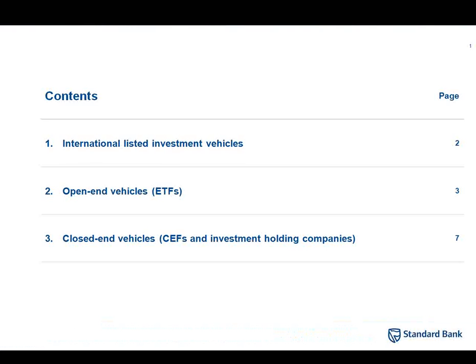So we're going to deal with two, I suppose, main classifications: open-end vehicles, which is the ETFs, which most people are familiar with, and then what people are less familiar with are the closed-end funds, and investment holding companies are pretty similar in structure and nature to that.